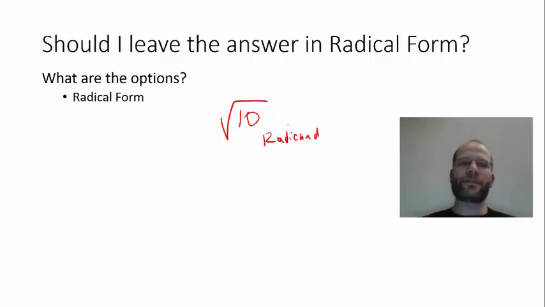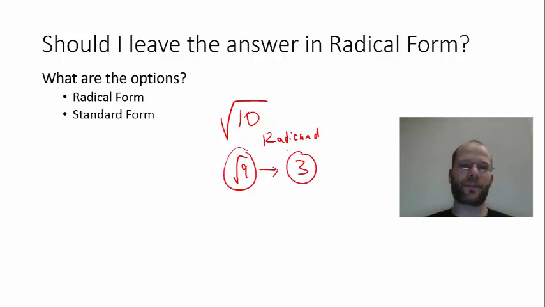The second option for forms of answers is standard form. So, for instance, if I have a number like square root of 9, I can leave that in radical form, or I can turn that into standard form. In this case, it would be 3. So there's radical form and there's standard form.